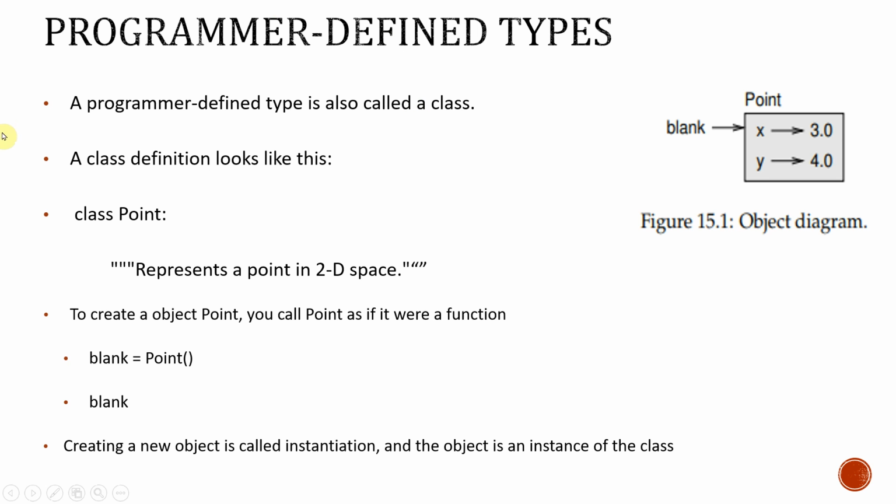For the example, they have given you a class called Point. That is representing a point in two-dimensional space. So here you can see how you can define a class.